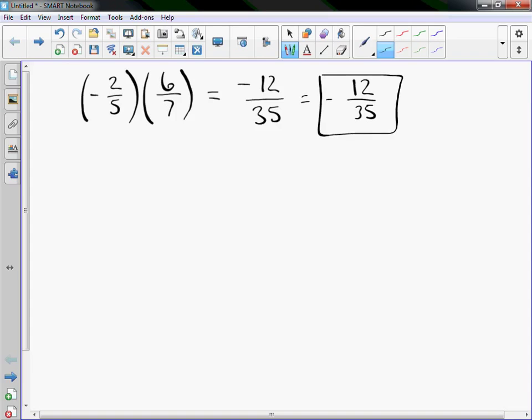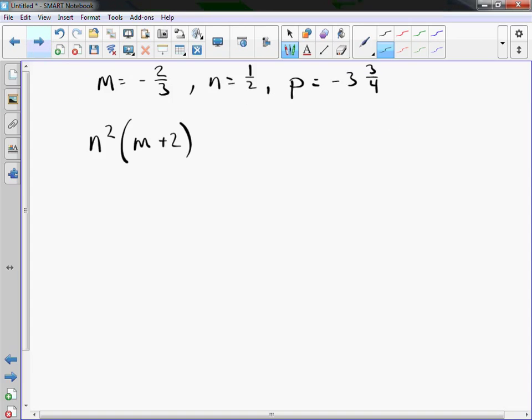And let's move into an evaluation one. It says if m is negative 2/3, n is 1/2, p is negative 3 3/4. Solve this equation, n squared times the sum m plus 2. Okay, so we're just going to sub in what n squared is, and that's 1/2. Put it in parentheses and square it, and then my other parentheses here, m is negative 2/3 plus 2.